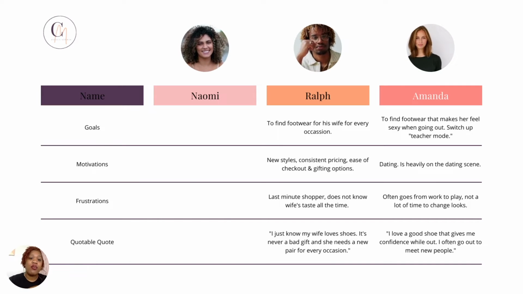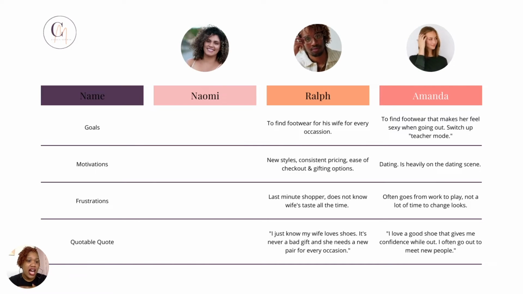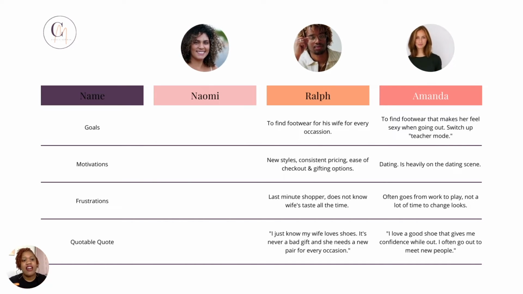Some frustrations for Ralph would be he's a last minute shopper and he does not always know his wife's taste all the time. So being loyal to a brand who does know her taste would be really helpful for him. And then for Amanda, she often goes from work to play. So she doesn't have a lot of time to change up her looks. She needs something very transitional.